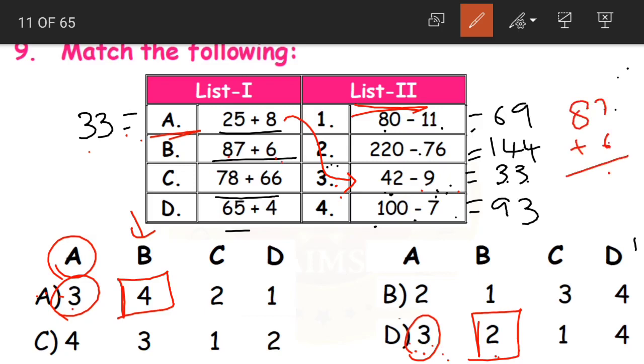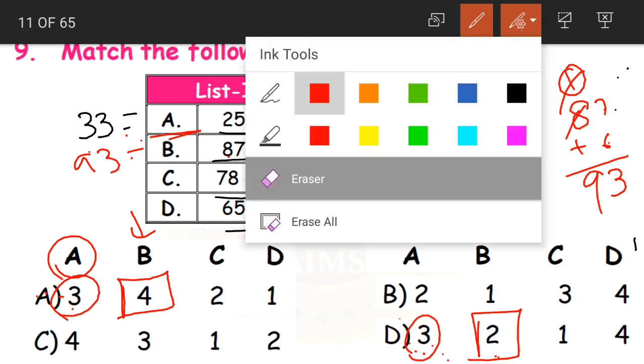7 plus 6 is what? 7 plus 6 is 13. 3 here, 1 carried. 8 plus 1, 9. What is B? 93. Now 93 is equal to what? Option number 4. Yes, B is equal to 4.